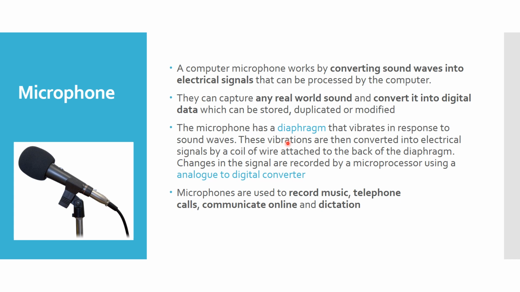The microphone has a diaphragm that vibrates in response to sound waves. These vibrations are then converted into electrical signals by a coil of wire attached to the back of the diaphragm. Changes in the signals are recorded by the microprocessors using analog to digital converters. As I have already told you the uses of microphones.